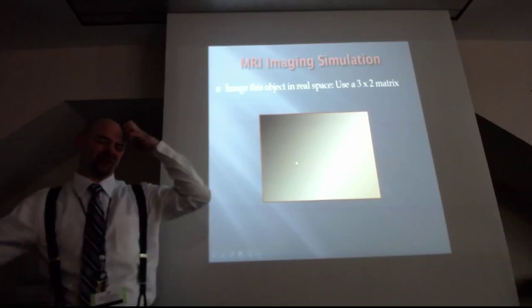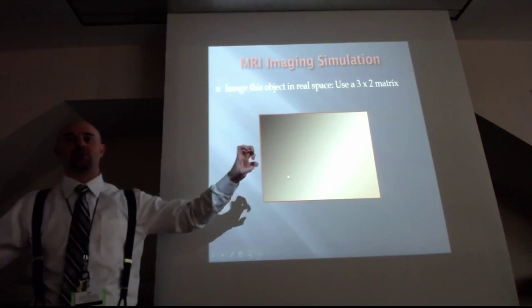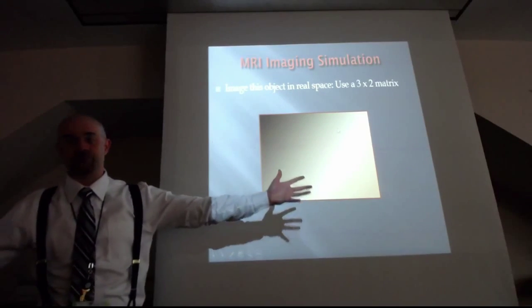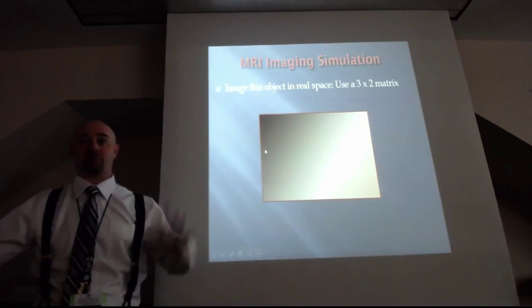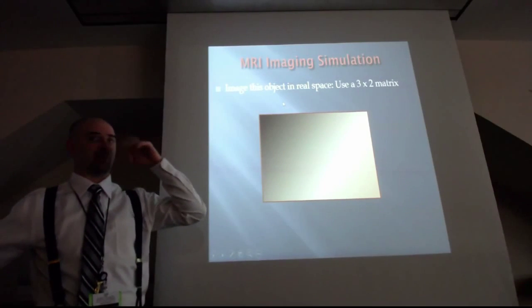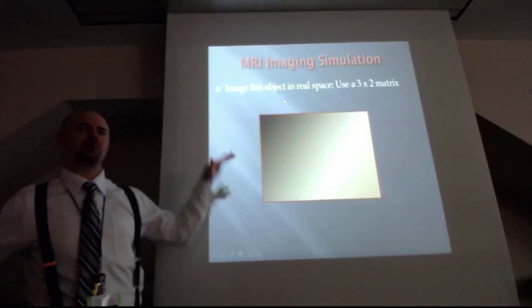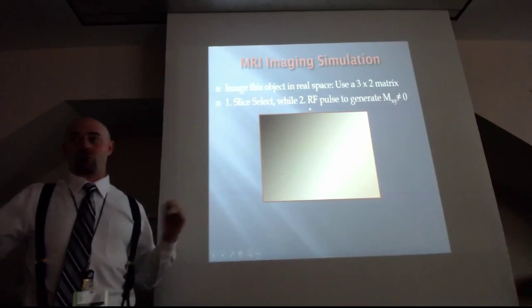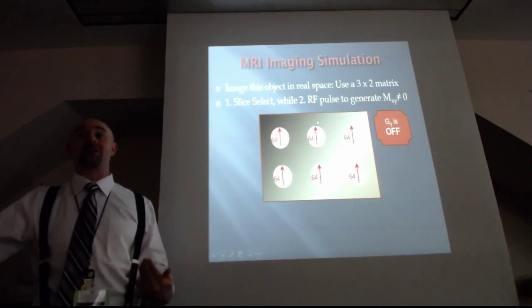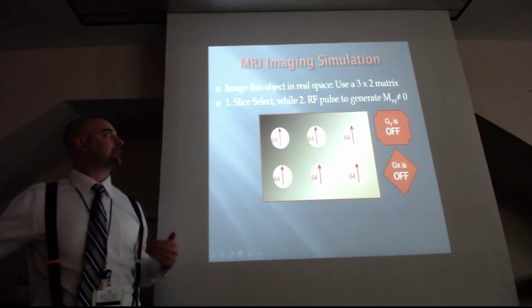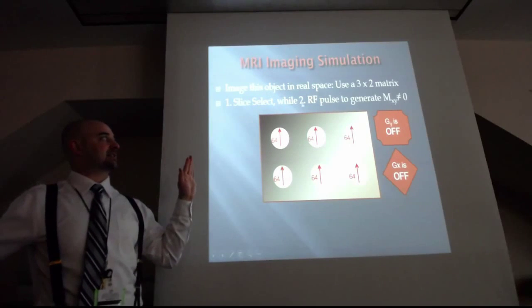Here's our real space object, which is just, say, a gradient from this corner to that corner of proton densities. So it's water in different concentrations somehow, magically, against gravity. Whatever. Anyway, we're going to image this. In order to keep it simple so that we can actually do the math, we're going to use a 3x2 matrix.